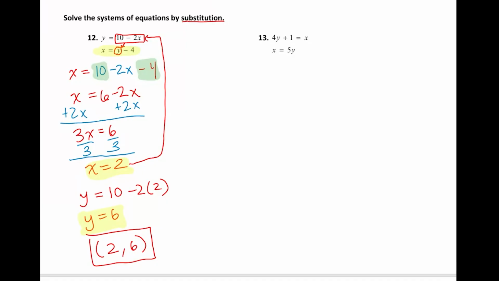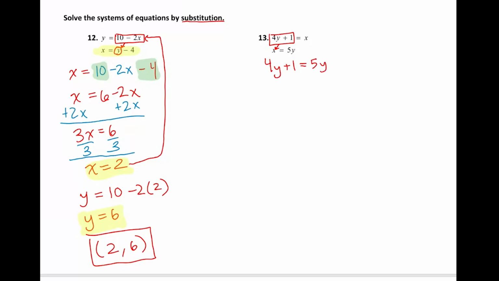Number 13, it looks like both equations have x isolated, so we really can't go wrong either way. I'll just take the first one here, this 4y plus 1, and substitute it into x for the next equation because that's what x is. So here I've got 4y plus 1 equals 5y.